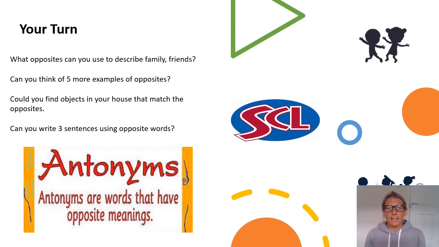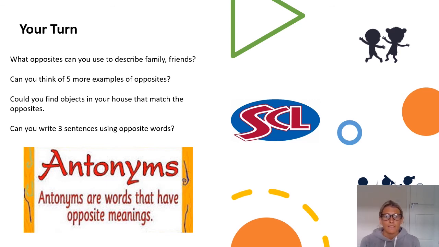Once you have done that, I want you to think of 5 more examples of opposite words that we haven't discussed today. Write down 5 words with the opposites next to them. Once you have done that, I want you to go round your household and match the opposites. So if you've written on your list short and tall, I want you to list something next to it that is short and tall.